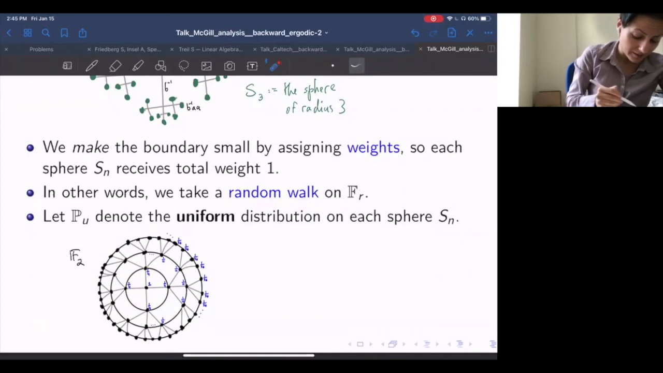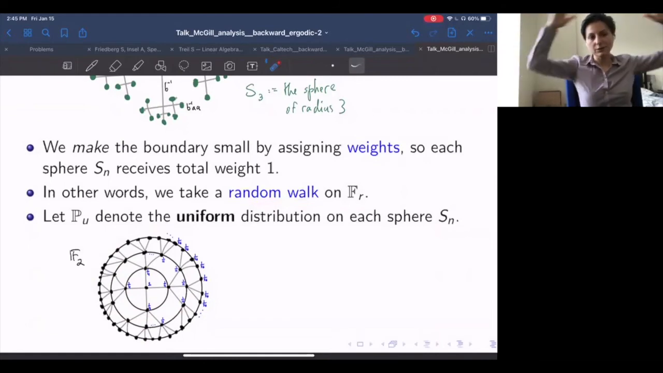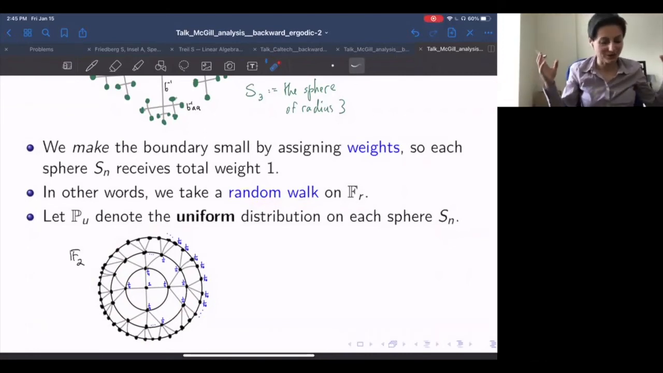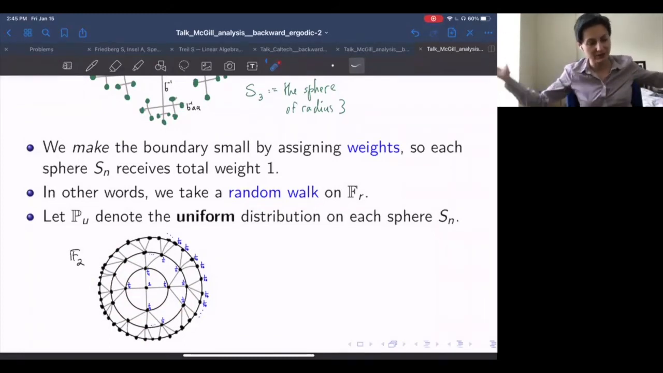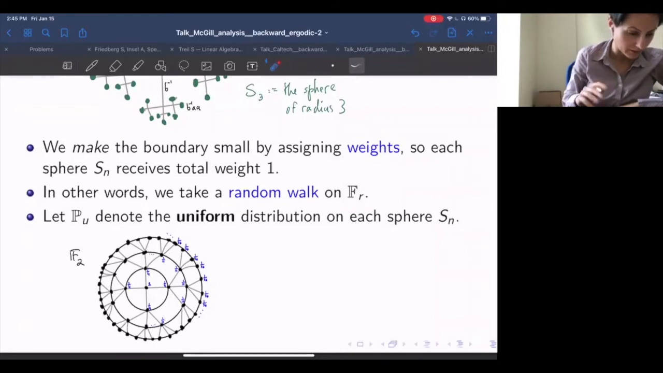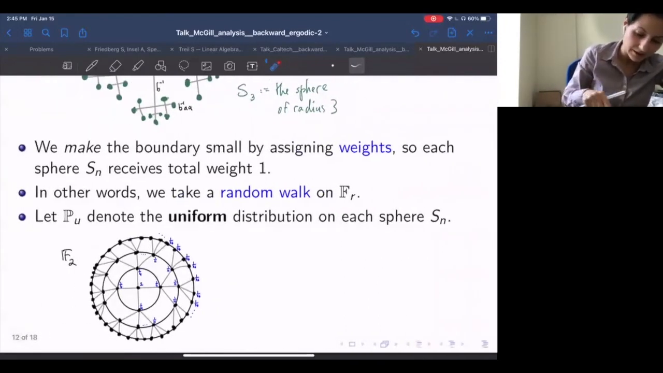And now with this assignment of weights, the boundary is small. If you take a ball of radius n, its boundary is only the last sphere and its weight is 1. So you get 1 over n. And in fact, whatever thickness of the boundary you choose, you can take a big enough ball such that that thick boundary is small compared to the size of the ball, so the weight of the ball. So that's it, and this is what they do. And yes, it works out.